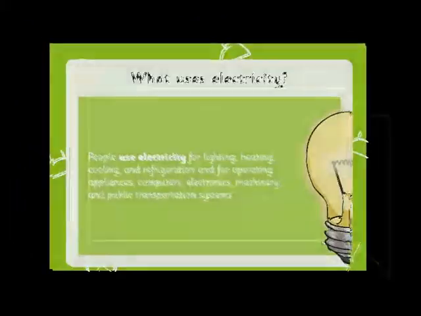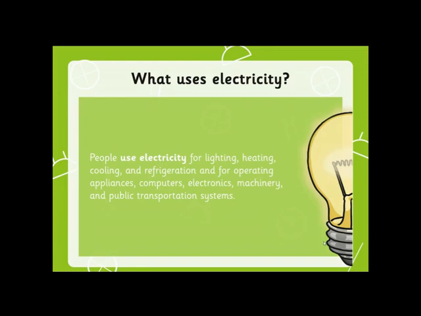Right, so the answers are as follows. What uses electricity? Well, people use electricity for lighting, heating, cooling and refrigeration, and for operating appliances, computers, electronics, machinery and public transport systems. Basically, we use electricity for everything. If you just look around your house, you'll find that we're constantly using electricity.